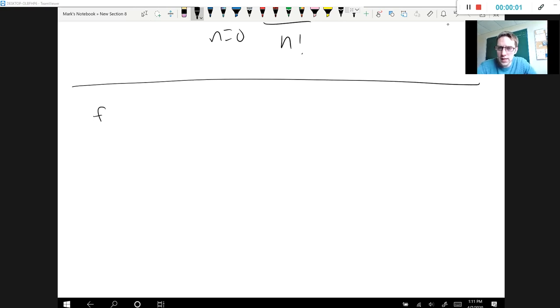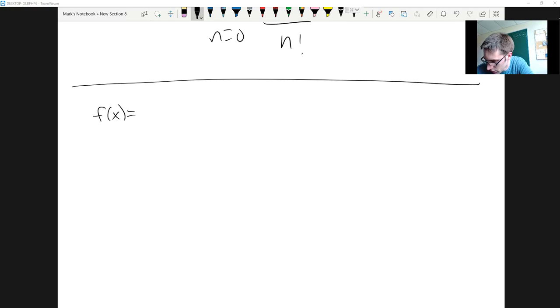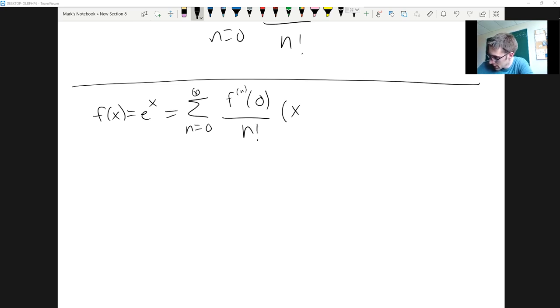All right, let's look at an example. We're going to apply this Taylor series formula that we derived to actually find a power series for a function. Let's look at the function f of x equals e to the x. Our Taylor series formula says that this should be given by the sum from n equals 0 to infinity of the nth derivative of f evaluated at our center point, and I'm going to use the center point of 0 here, divided by n factorial times x minus the center point raised to the n.